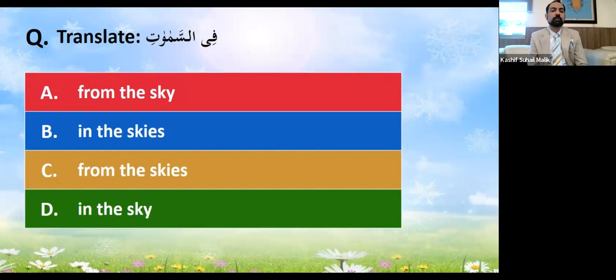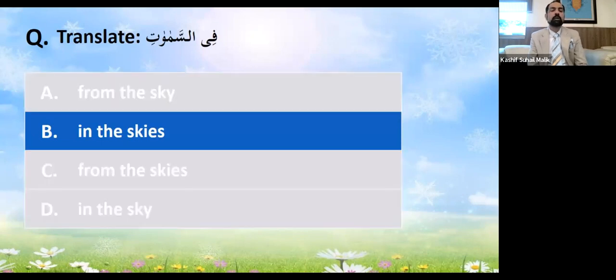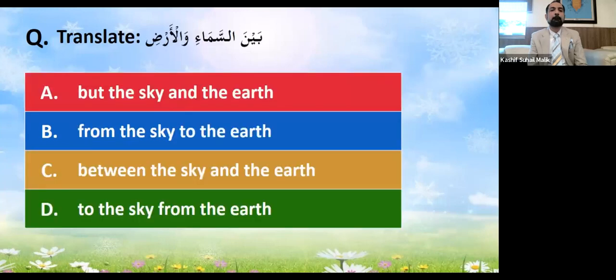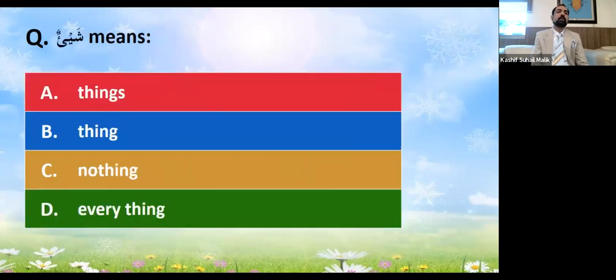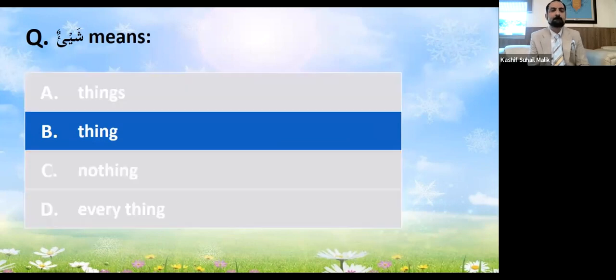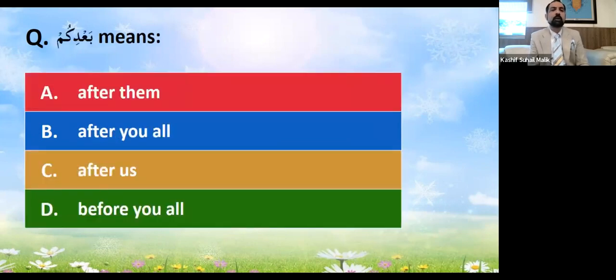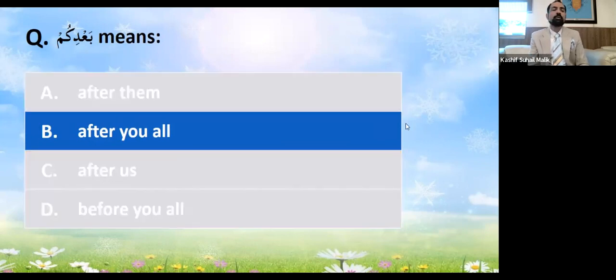Fis samawat. Be in the skies. Baina samai wal ard. Between the sky and earth. Alhamdulillah. Okay. Shayun means things. Great. Ba'dikum. After you all. After you all.